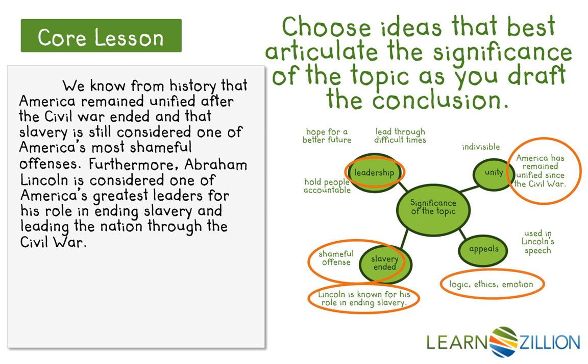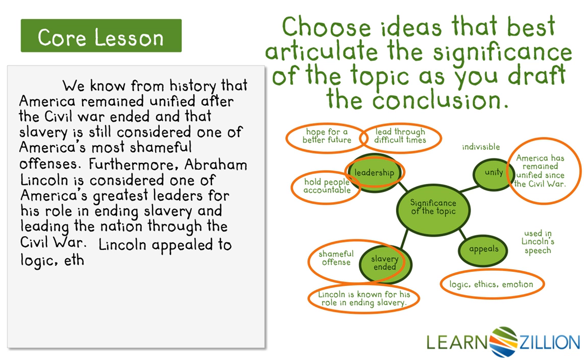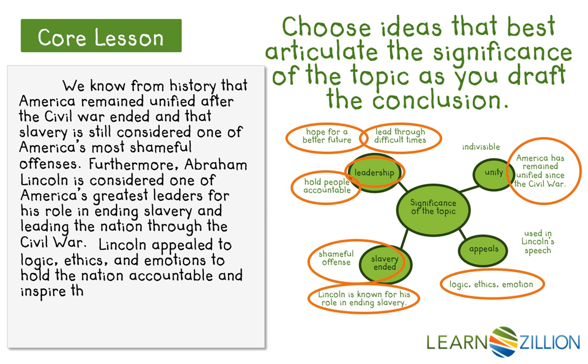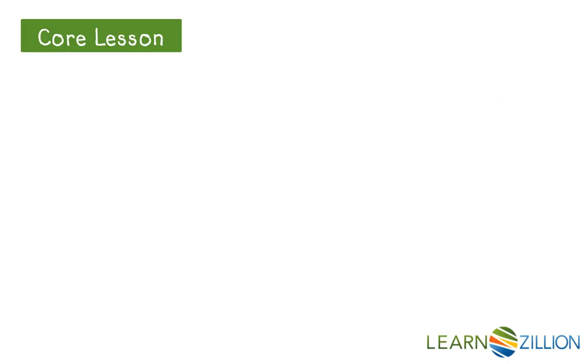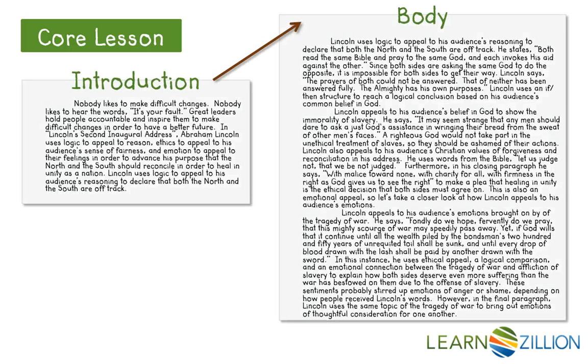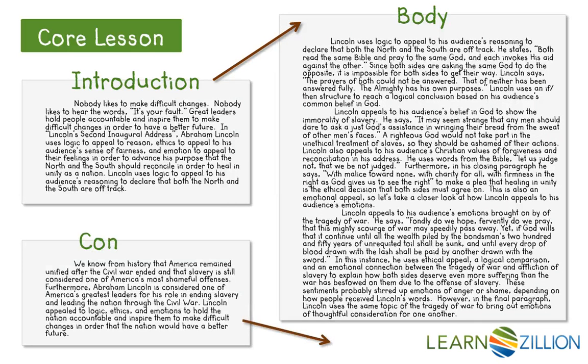Now let's write about how he did this through his appeals. Lincoln appealed to logic, ethics, and emotion to hold the nation accountable and inspire them to make difficult changes in order that the nation would have a better future. Now I've used most of our ideas to write a rough draft of a conclusion. So in the previous lesson, we wrote a rough draft of the introduction and body paragraphs. With the completion of the conclusion, the rough draft is now complete.